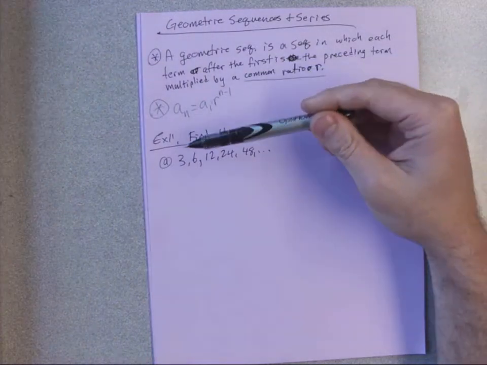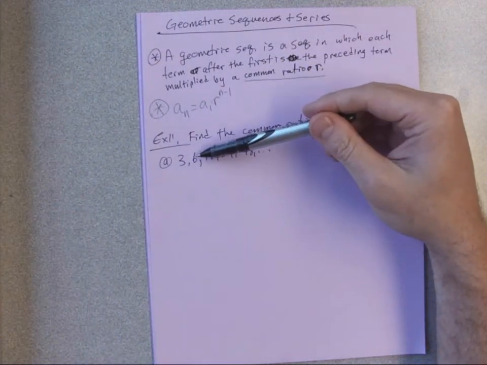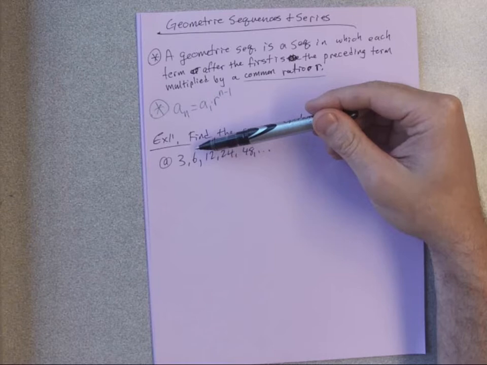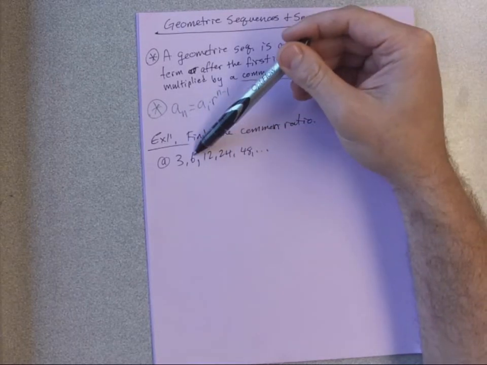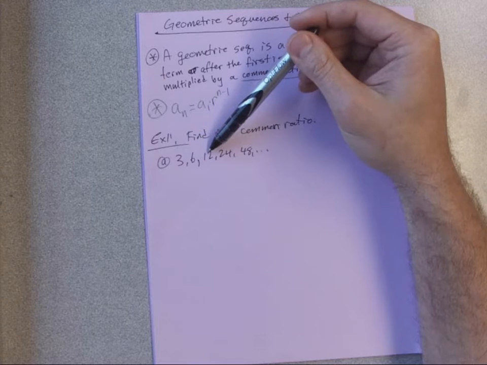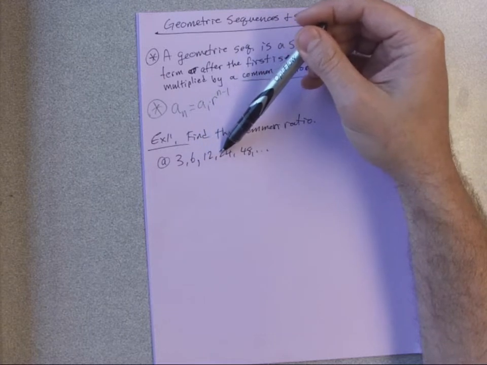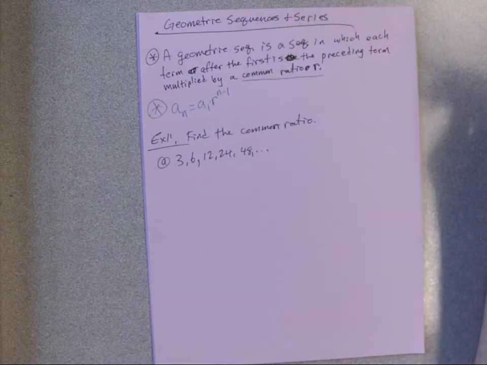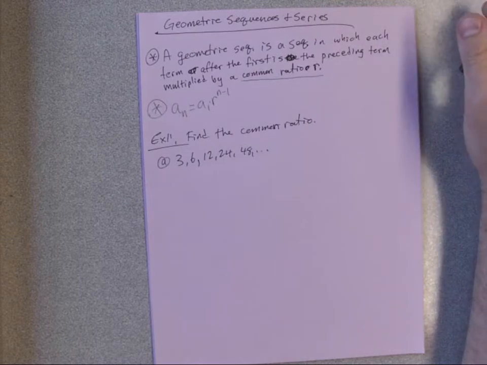Let's just try some things. To get from 3 to 6, we have to multiply by 2, so that works. To get from 6 to 12, we have to multiply by 2. 6 times 2 is 12. And then to get from 12 to 24, we have to multiply by 2. So it looks like r is going to be 2.